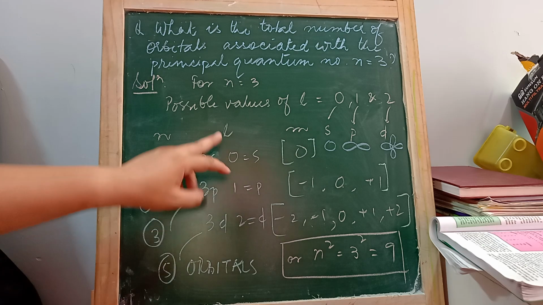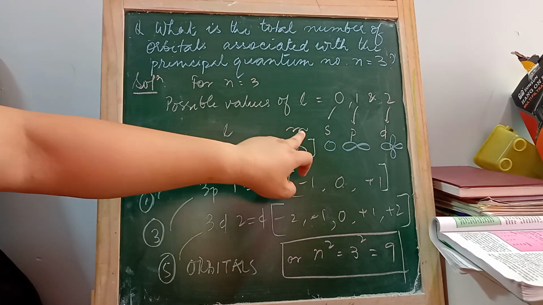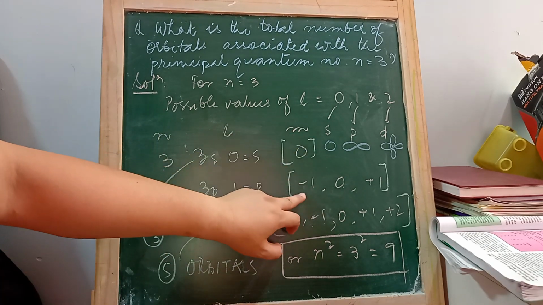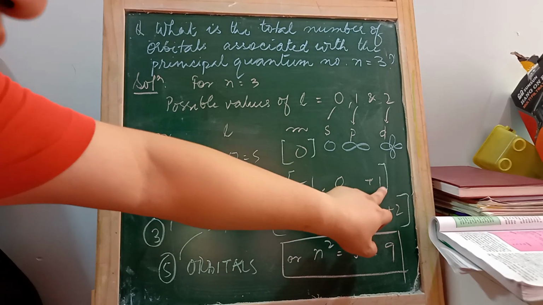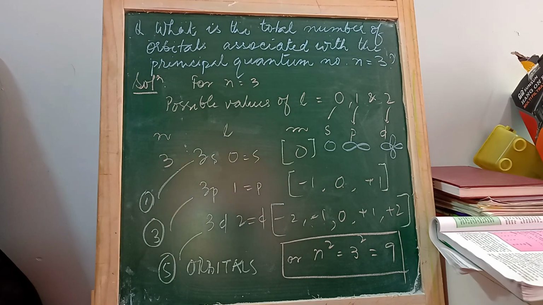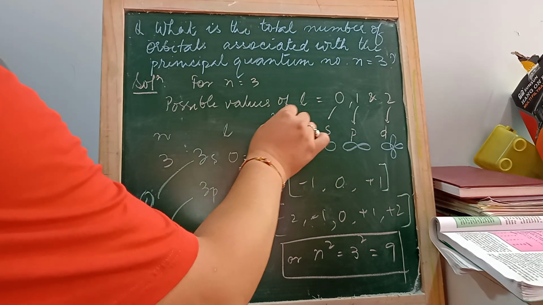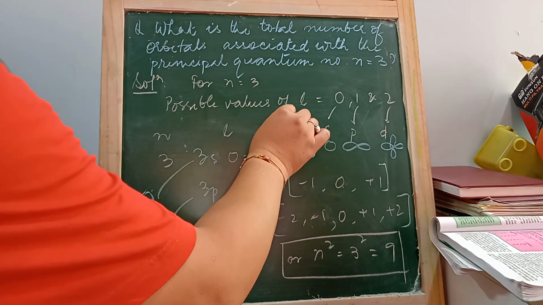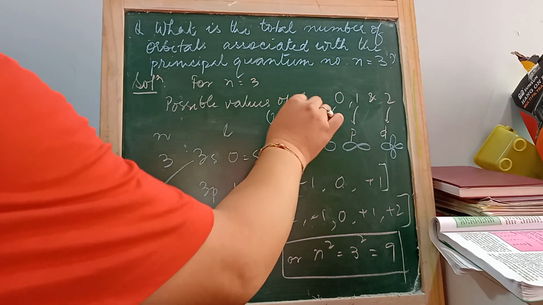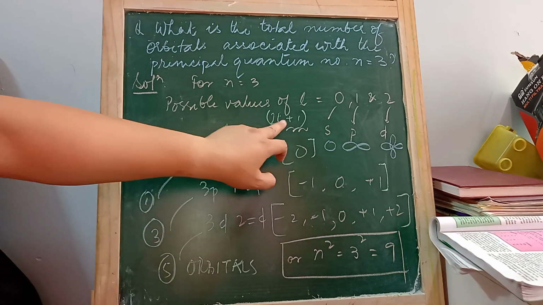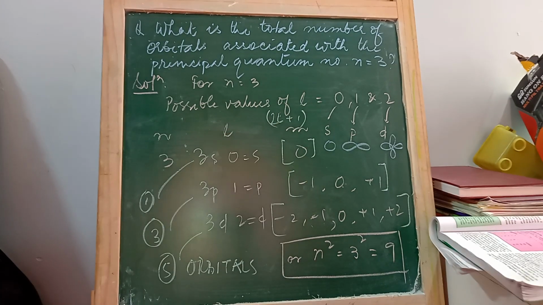When the value of L is equal to 1, what are the possible values of M? The possible values of M will be -1, 0, 1. Now, how is this written? We actually have a formula. The number of values of M will be twice L plus 1: 2 times L, whatever the value of L is, plus 1.